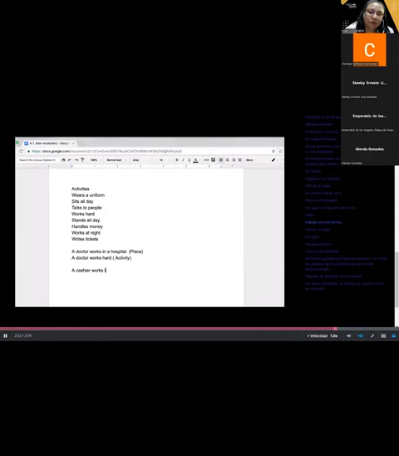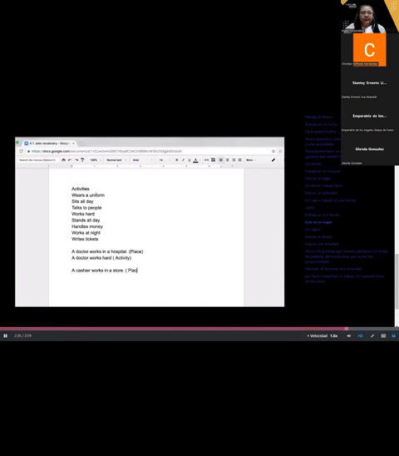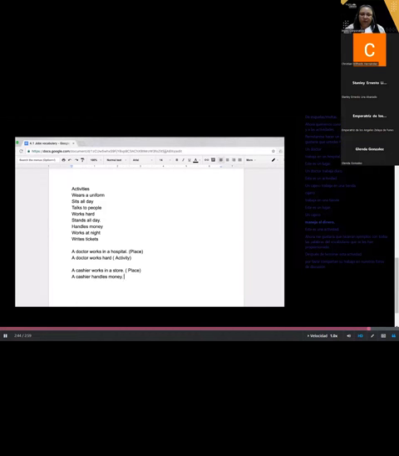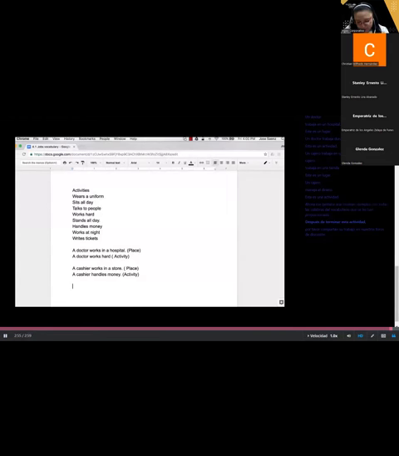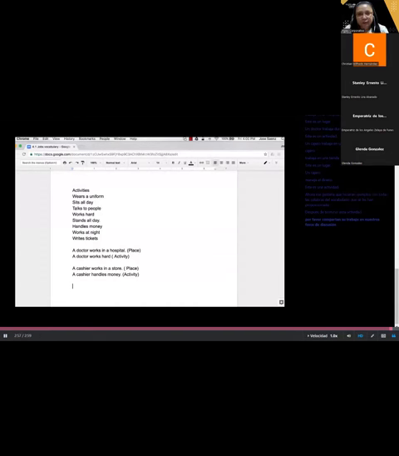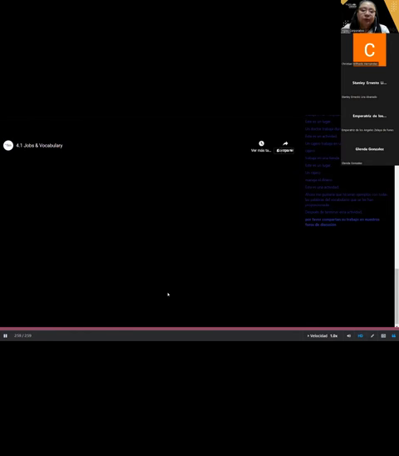A cashier works in a store. This is a place. A cashier handles money. This is an activity. Now, I would like for you to make examples with all the vocabulary words given. After you finish this activity, please share your work in our discussion forums.